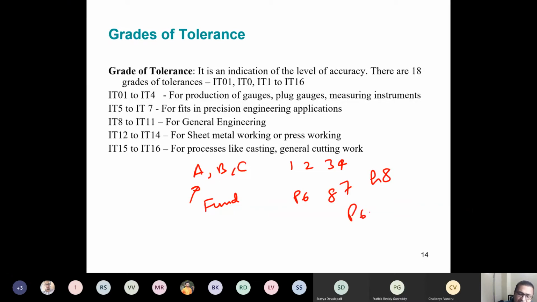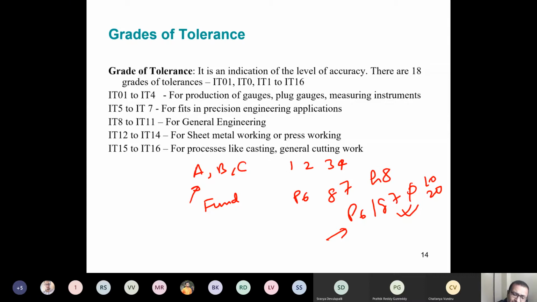Like P6, G7: P6 is the hole, G7 is the shaft, and this is the combination we are using. This would have some sort of a fit, which we will decide how to get to, and the diameter would be 10 mm or 20 mm. It can be any diameter. So P6 G7 10 mm diameter, P6 G7 20 mm diameter.